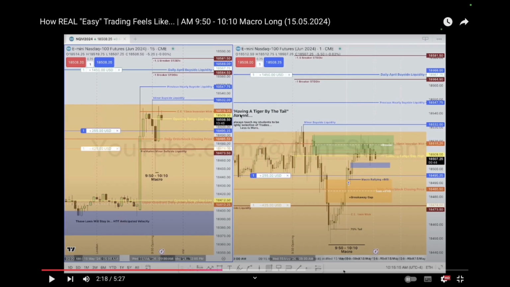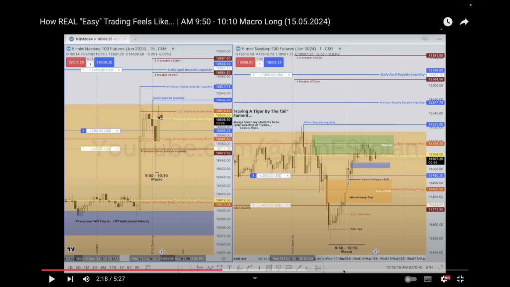And right here, I told you that I have the tiger by the tail. And I've also said that I always teach my students to be highly selective of trades. Less is more, indicating that I already see this happening. And having a tiger by the tail means that I already knew that the market is not going to go into my stop. And I know it's a lot, but stick with me. Look at the 15-minute chart. What is this? A swing low. The market has successfully created the swing low.